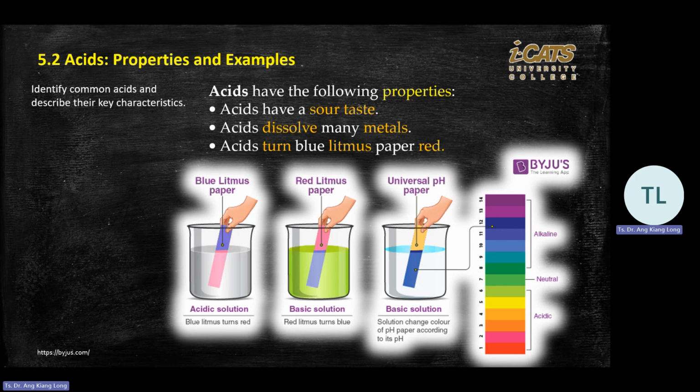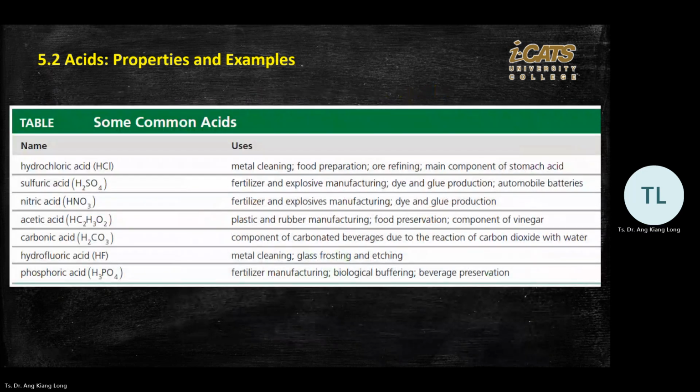Okay, important part. Again, recap. What is acid? A solution that generates H plus ion. You need to mention H plus ion. What is the property? Sour, dissolves many metals, turns litmus paper color. Depending on what litmus paper you have, but it changes the color of litmus paper or pH paper. Okay. All this you read.